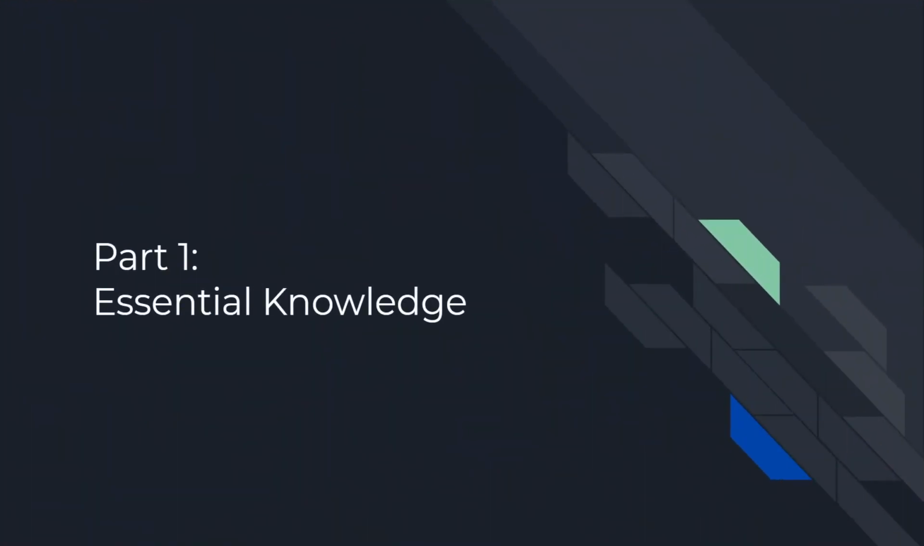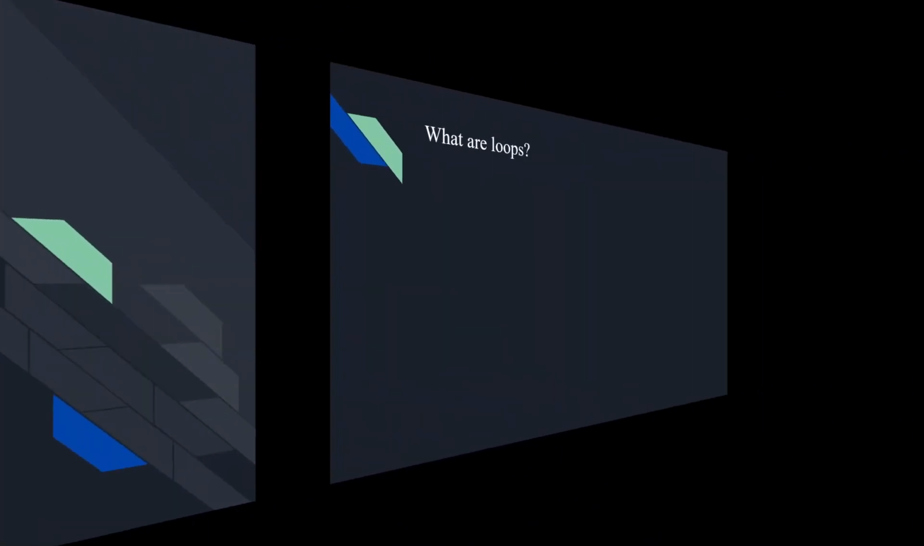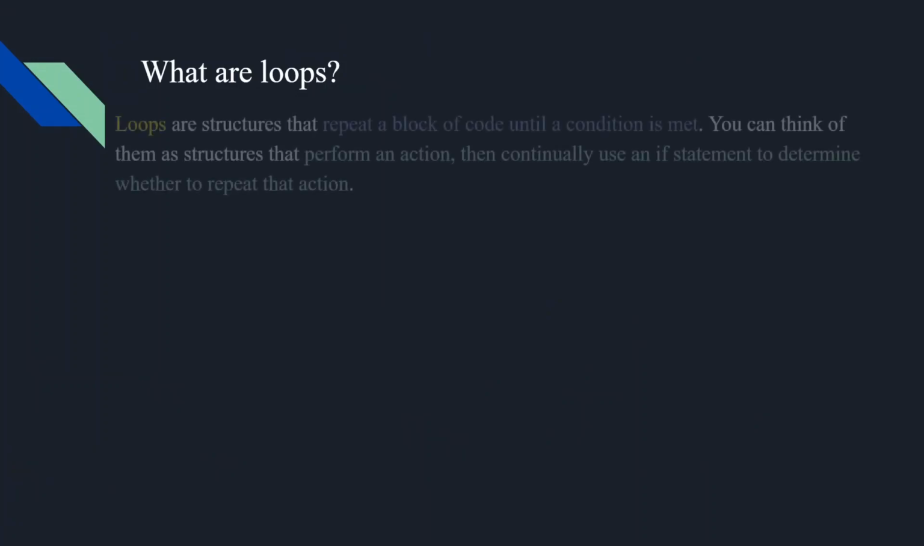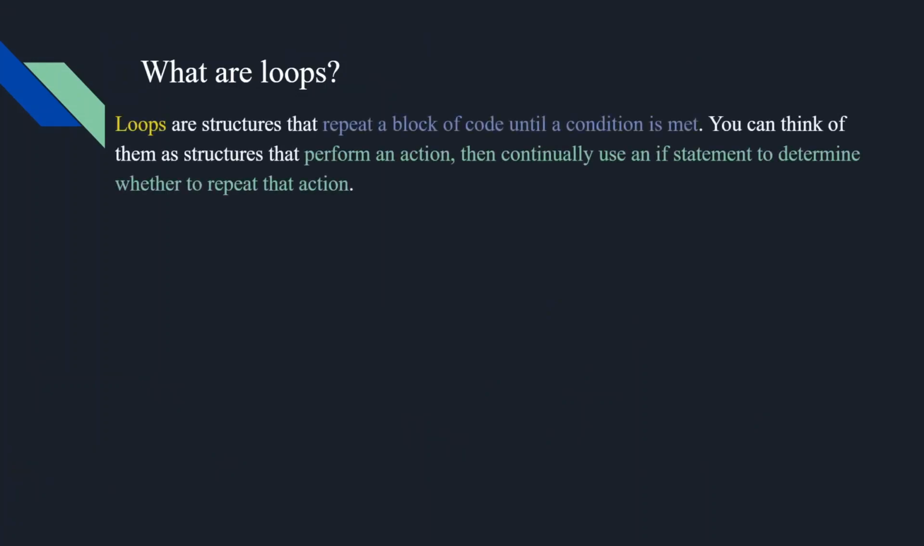Part 1, Essential Knowledge on Loops in Java. First off, what are loops in Java? Loops are structures that repeat a block of code until a given condition becomes false. You can think of them as structures that perform an action, then use an if statement, and if that if statement is true, repeats the process.